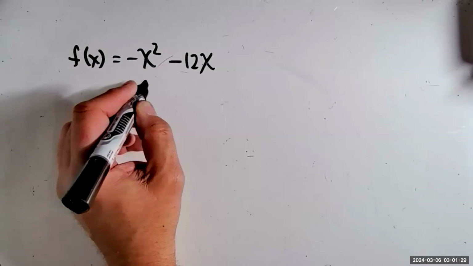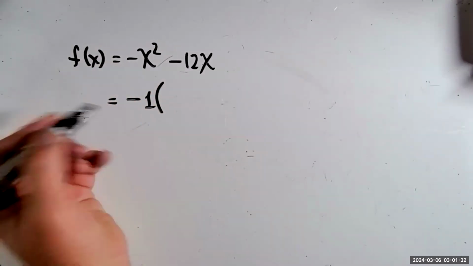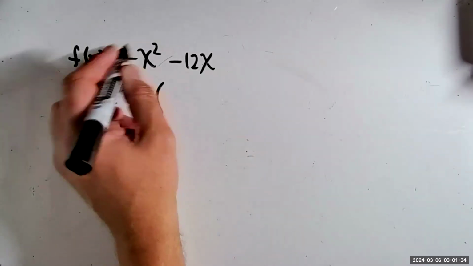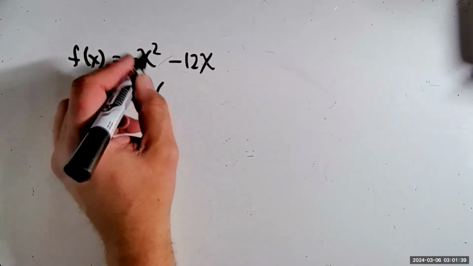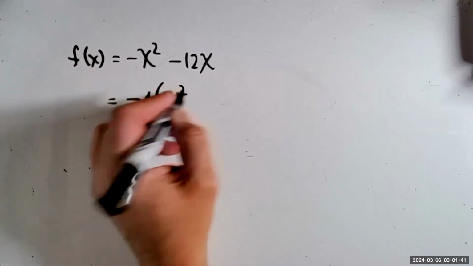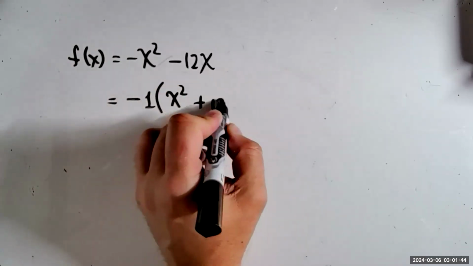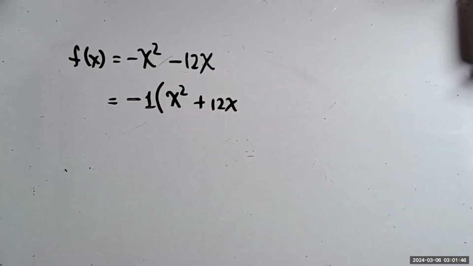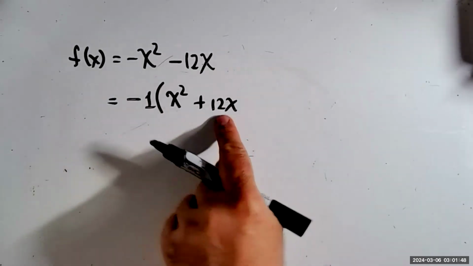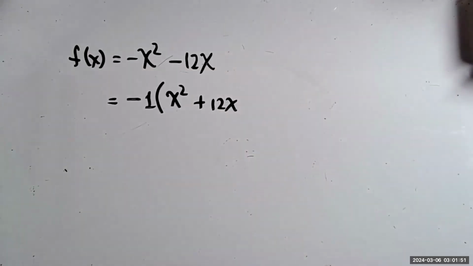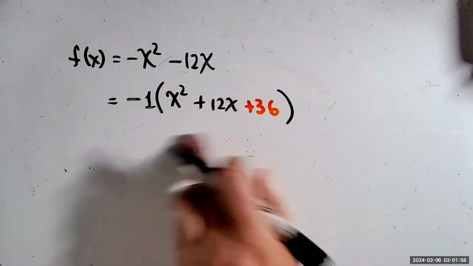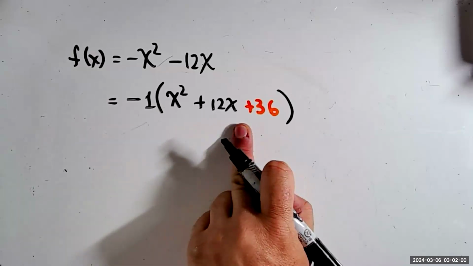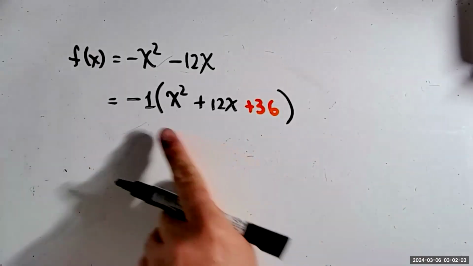So what do we do? We factor out the negatives. I'm going to write -1, even though it looks ugly, but I know that I'm always factoring out the a if a is not 1. I'm going to factor out -1. That will be x squared plus 12x. Okay, so half of 12 is 6. The square would be 36. So I need to add 36, so I have a perfect trinomial square.